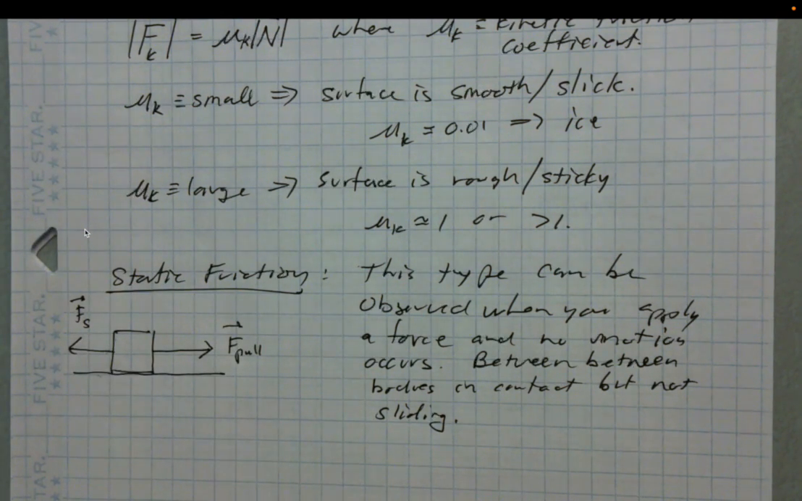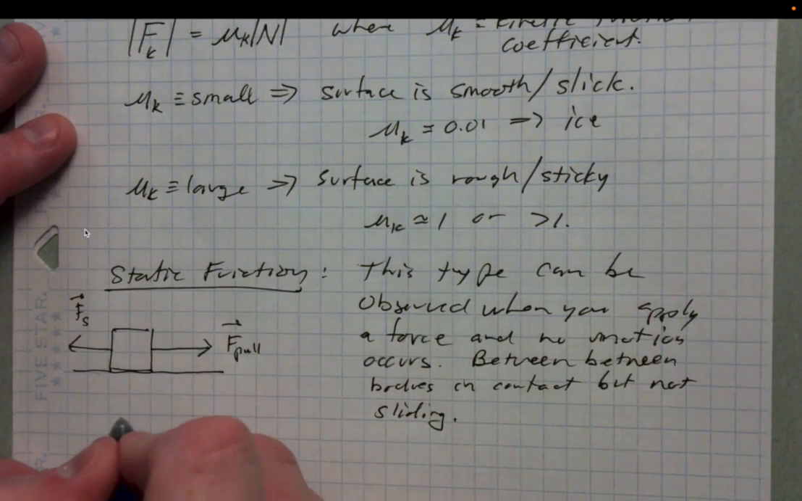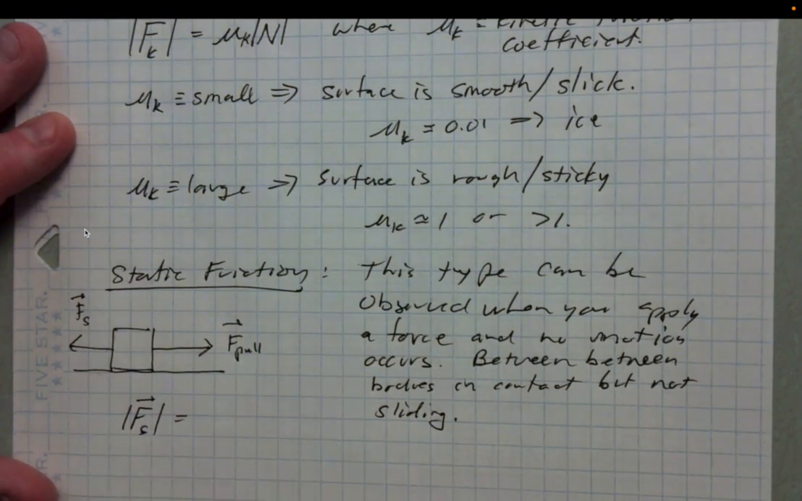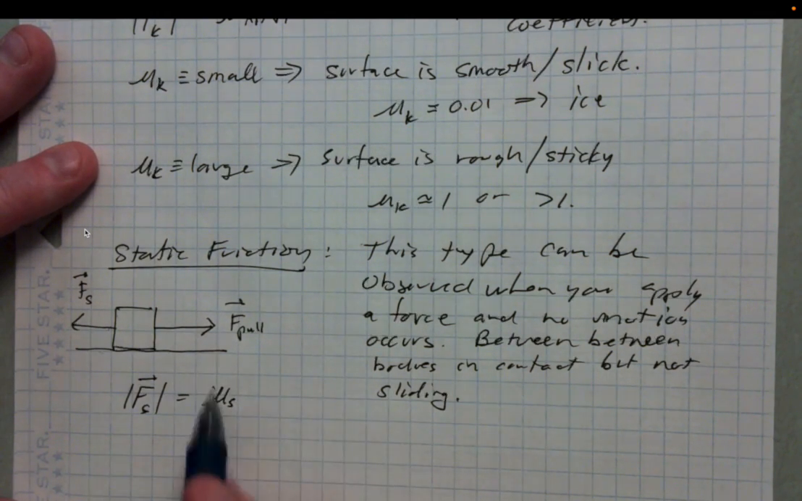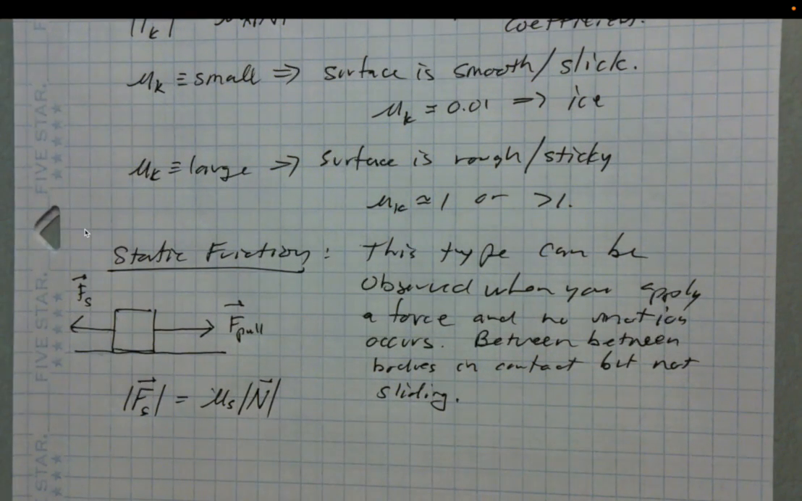Now, the static friction force is derived exactly like the kinetic friction force. It's just got a different coefficient, right? So the magnitude of the static friction force is equal to mu sub s, where s stands for static, times the magnitude of the normal force.